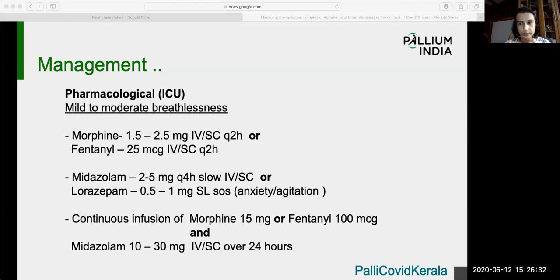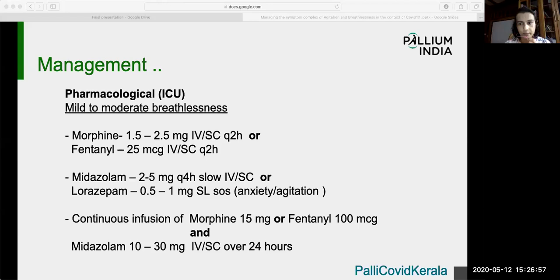The dosage of midazolam and lorazepam are the same as in the ward. Now, fentanyl is also a better choice in patients with chronic kidney disease, because toxic metabolites can accumulate if morphine is used. So if fentanyl is not available, then you can use morphine, but reduce the dose and increase the duration. But if fentanyl is available, it's always better to use fentanyl in CKD patients.